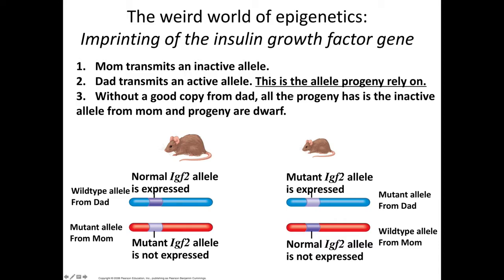So let's walk through this. Here we have a normal mouse. The wild type allele is from dad, and in purple, we show the wild type allele.